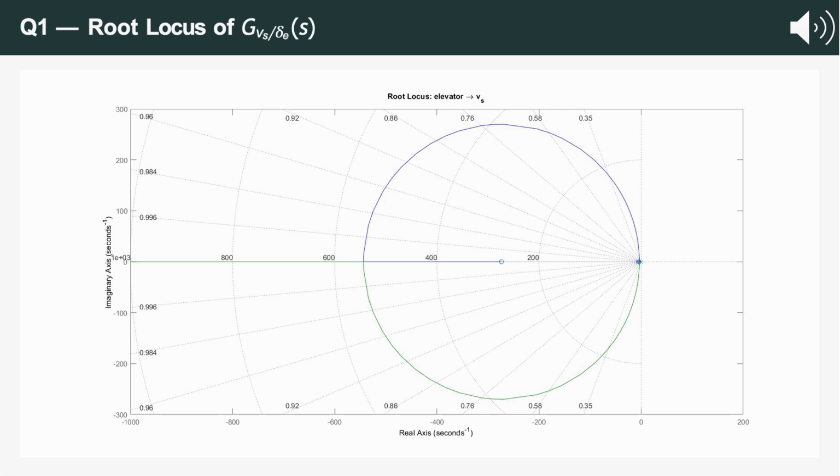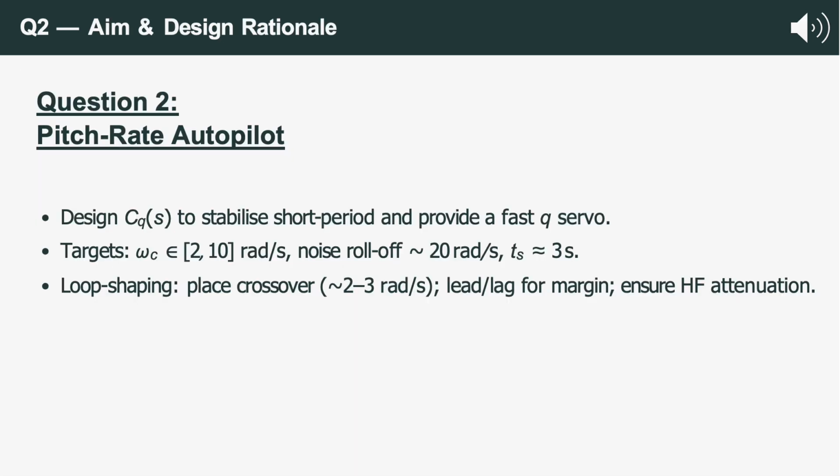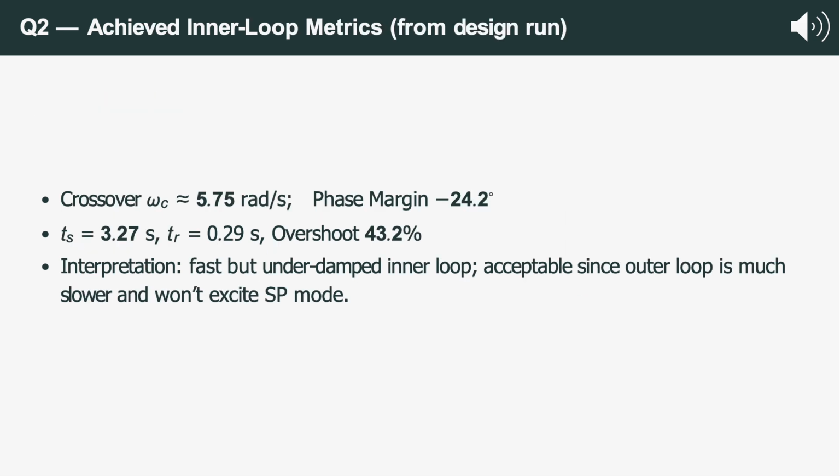This means we must first stabilize the short period mode using a pitch rate inner loop before adding a slower outer vertical speed loop. For question 2, we designed a pitch rate feedback controller. We targeted a 3-second settling time and a crossover near 5 radians per second, adding lead lag compensation to shape the loop. The tuned controller achieved a 5.8 radian per second bandwidth and a 3.3 second settling time. It provided stable, lightly damped behavior, ideal for the inner loop.